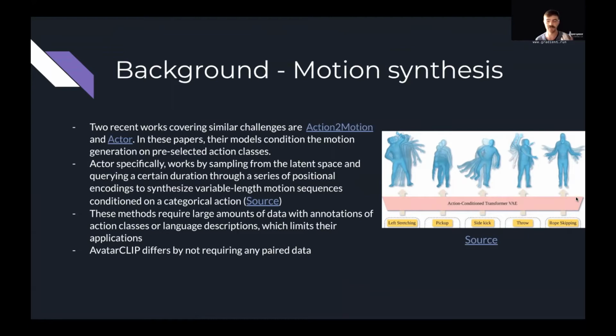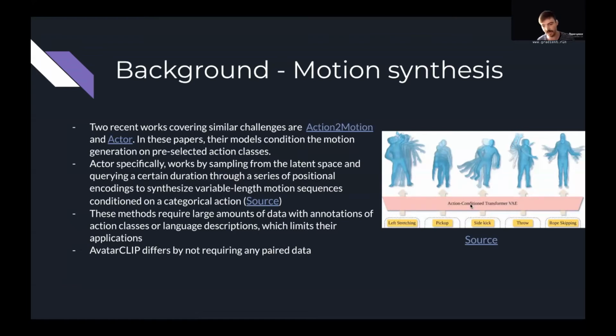That being said, I still think it's worth talking about motion synthesis and what's going on here because it's very interesting, and a lot of the work that's being done is cutting edge. So 2 recent works that cover similar challenges of animating a 3D figure are Action to Motion and Actor. In these papers, their models condition the motion generation on pre-selected action classes. Actor specifically works by sampling from the latent space and querying a certain duration through a series of positional encodings to synthesize variable length motion sequences conditioned on a categorical action.